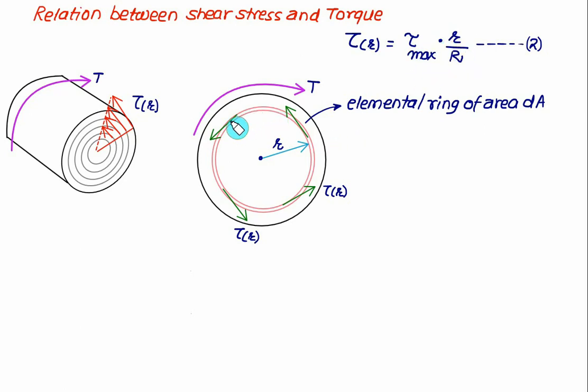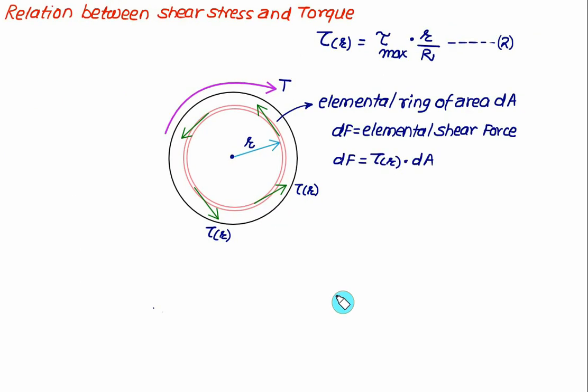Now this elemental area is a very thin area, and therefore we assume the shear stress over this area remains almost constant. Shear stress multiplied by area will be the force. So this elemental ring has a shear stress equal to tau r, area equal to dA. Here dF represents the elemental shear force, given as the shear stress, which is a function of radius r, multiplied by the area dA. Now this value of dF is going to change as the radius changes.